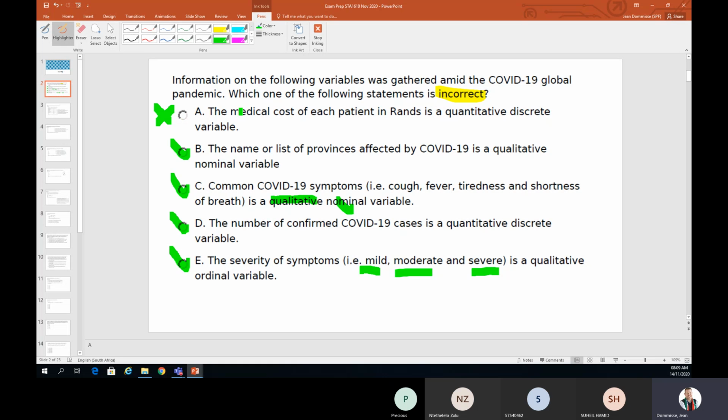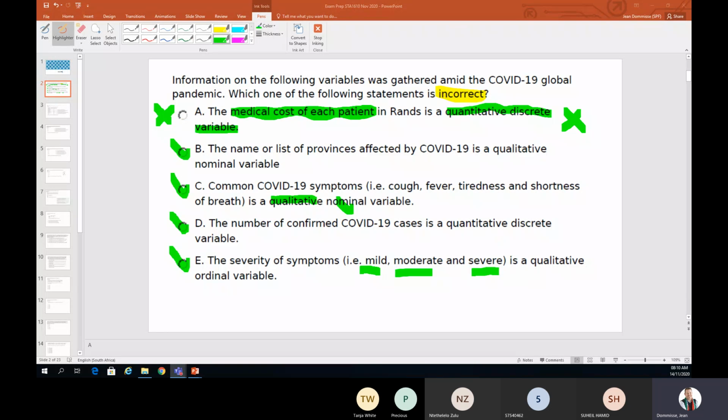So let's just see why. The medical cost of each patient in rands, it's a quantitative discrete variable. Okay, so it is not discrete, it is continuous. And the reason why it is continuous: the medical cost of each patient. We actually don't know what the medical cost is of a patient. It's different if I would have said your medical cost, because then it's one person.